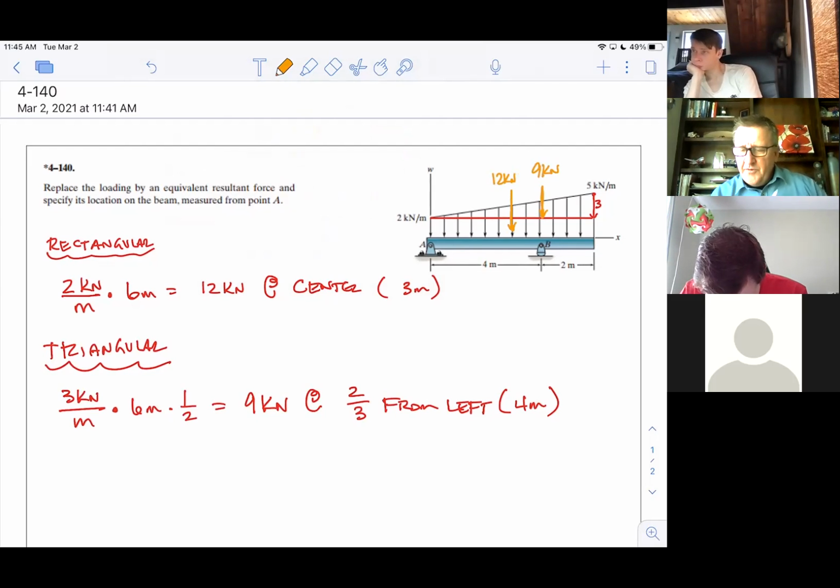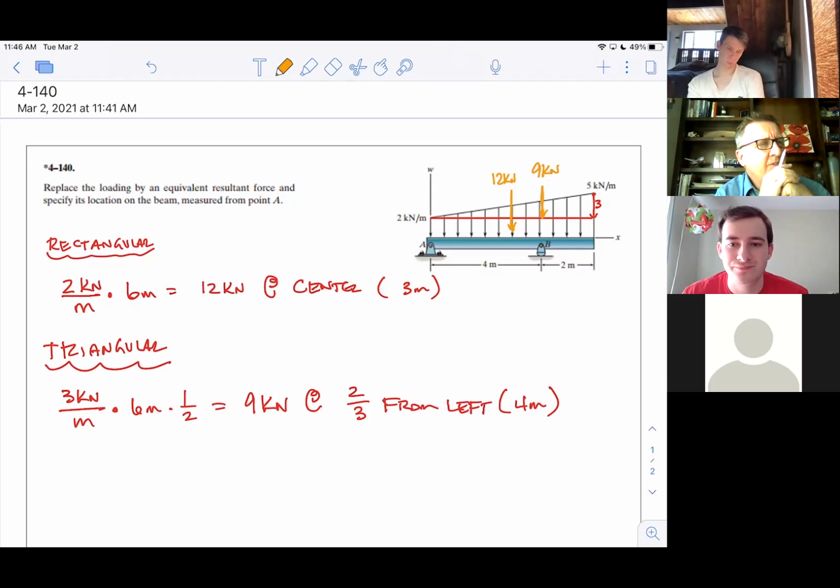But I still haven't reduced that to one individual load yet. How did we do that before, back in chapter 4? How do I get that to be just one? And how do I figure out where that is? We could just take the moment around A, right? The sum of the moments around A.